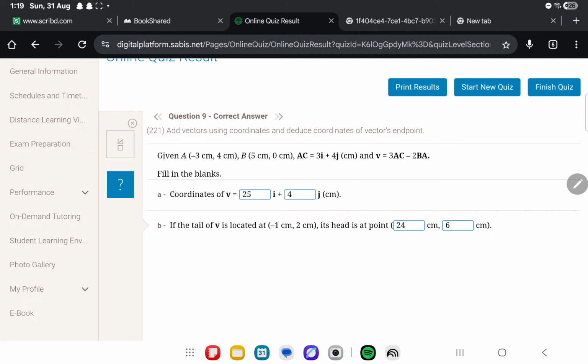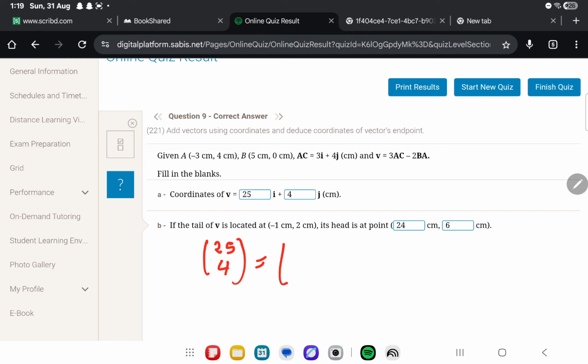Now, if the tail of V is located at (-1, 2), the head is at some point. Basically, a vector, you can draw it like this. This is the tail, which is the initial point. And this is the head, the terminal point. Now that we know this, we want to find the head. So V is (25, 4), and this equals the terminal point, which is the head.